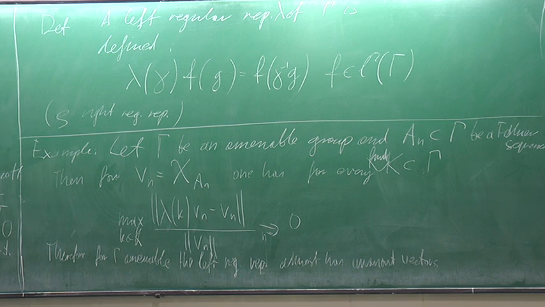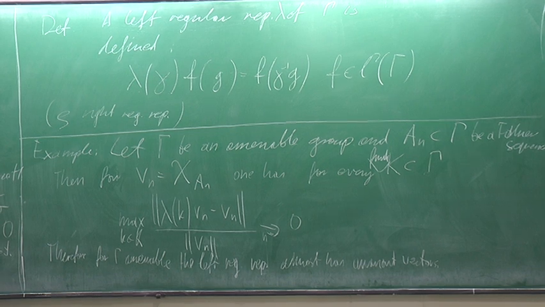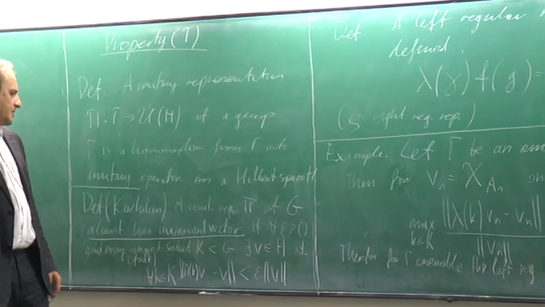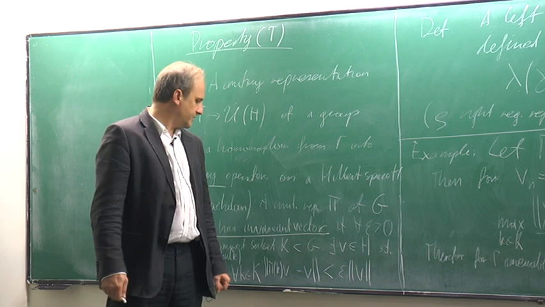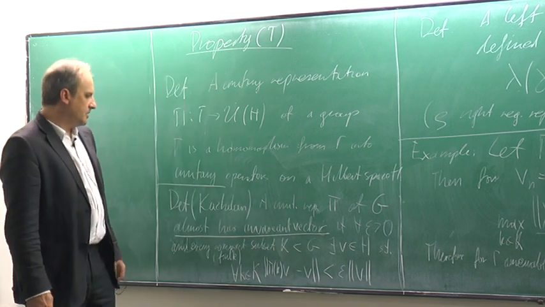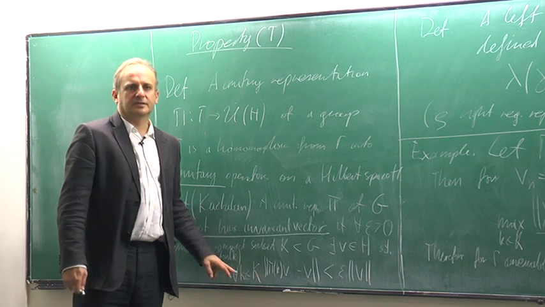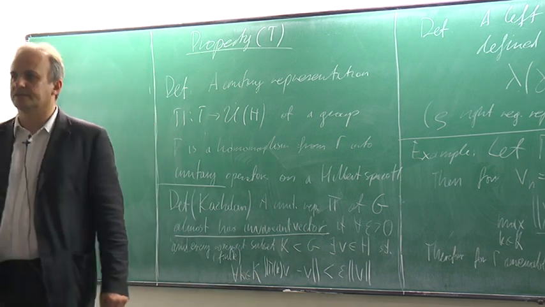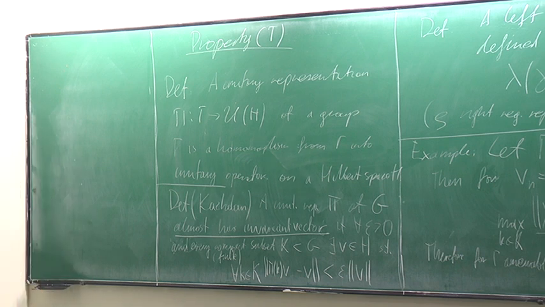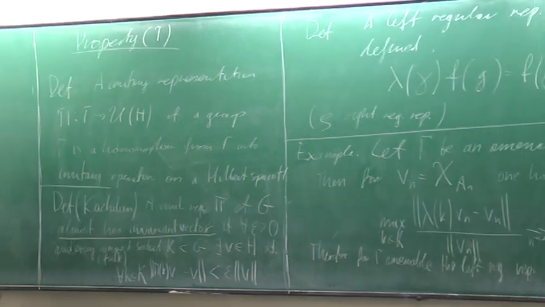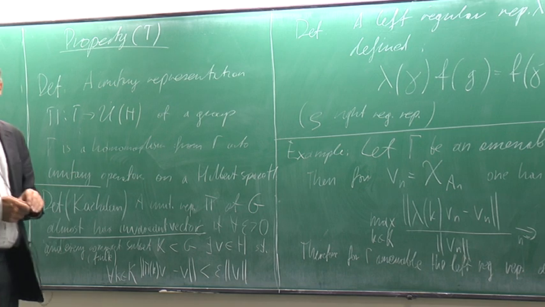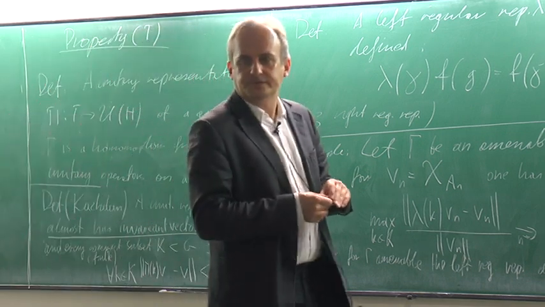Okay, and so it's an example: the characteristic functions of long intervals are these vectors, for which the difference of these vectors and the translations is at most epsilon for any finite fixed set. Okay, so we have, in this case, almost invariant vectors. The representation almost has invariant vectors. However, there are no non-zero invariant vectors.